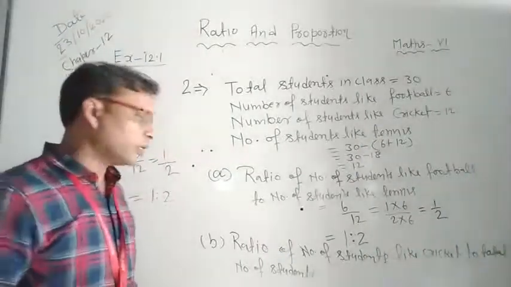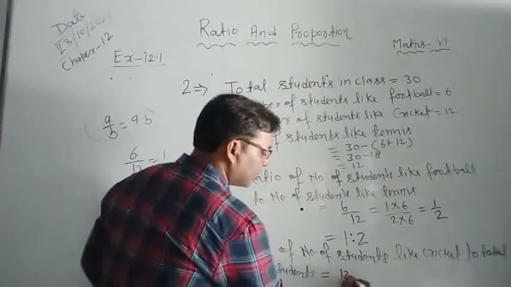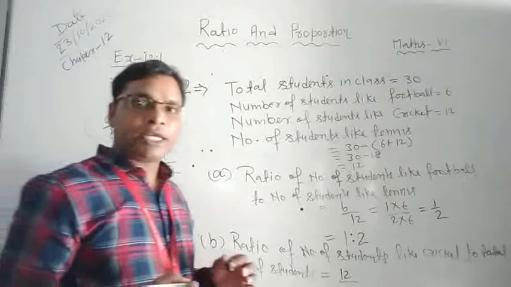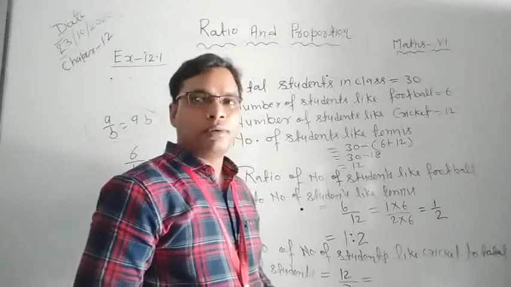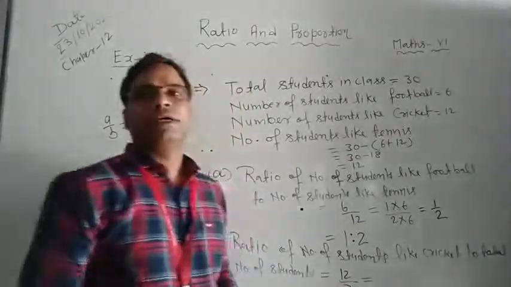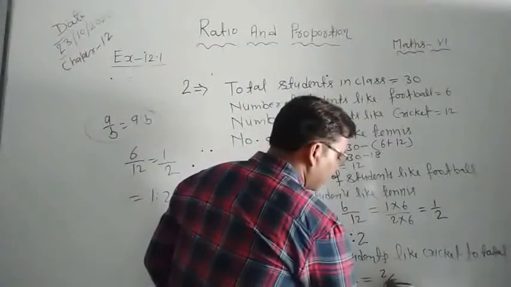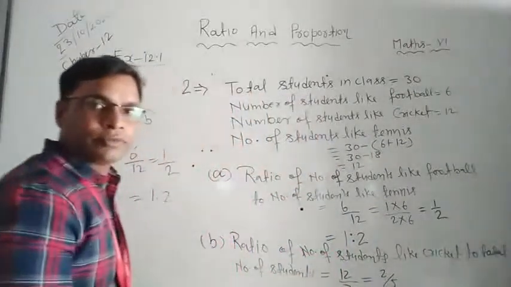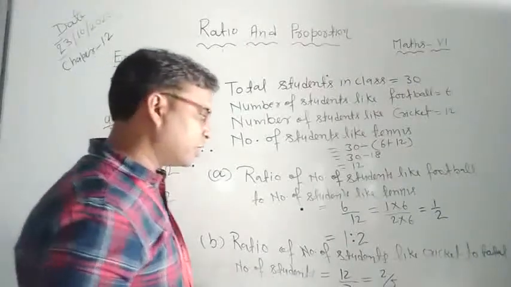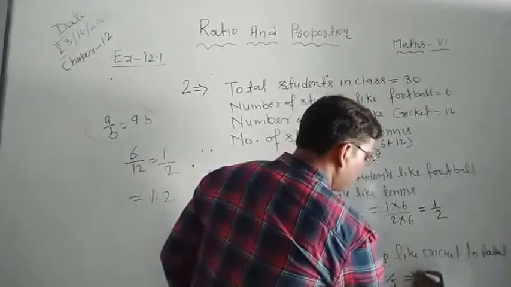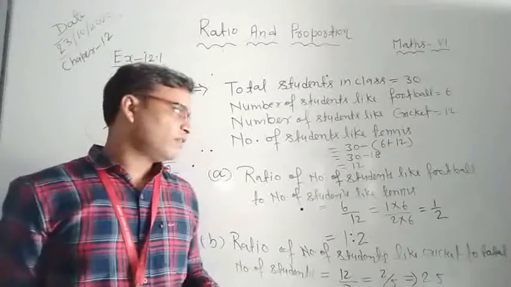So this is equal to, we have 12 students who like cricket and the total number of students in the class is 30. If you simplify this, dividing both by 6, 6 twos are 12 and 6 fives are 30. So here we get 2 by 5. So what is our required ratio? Our required ratio is equal to 2:5.